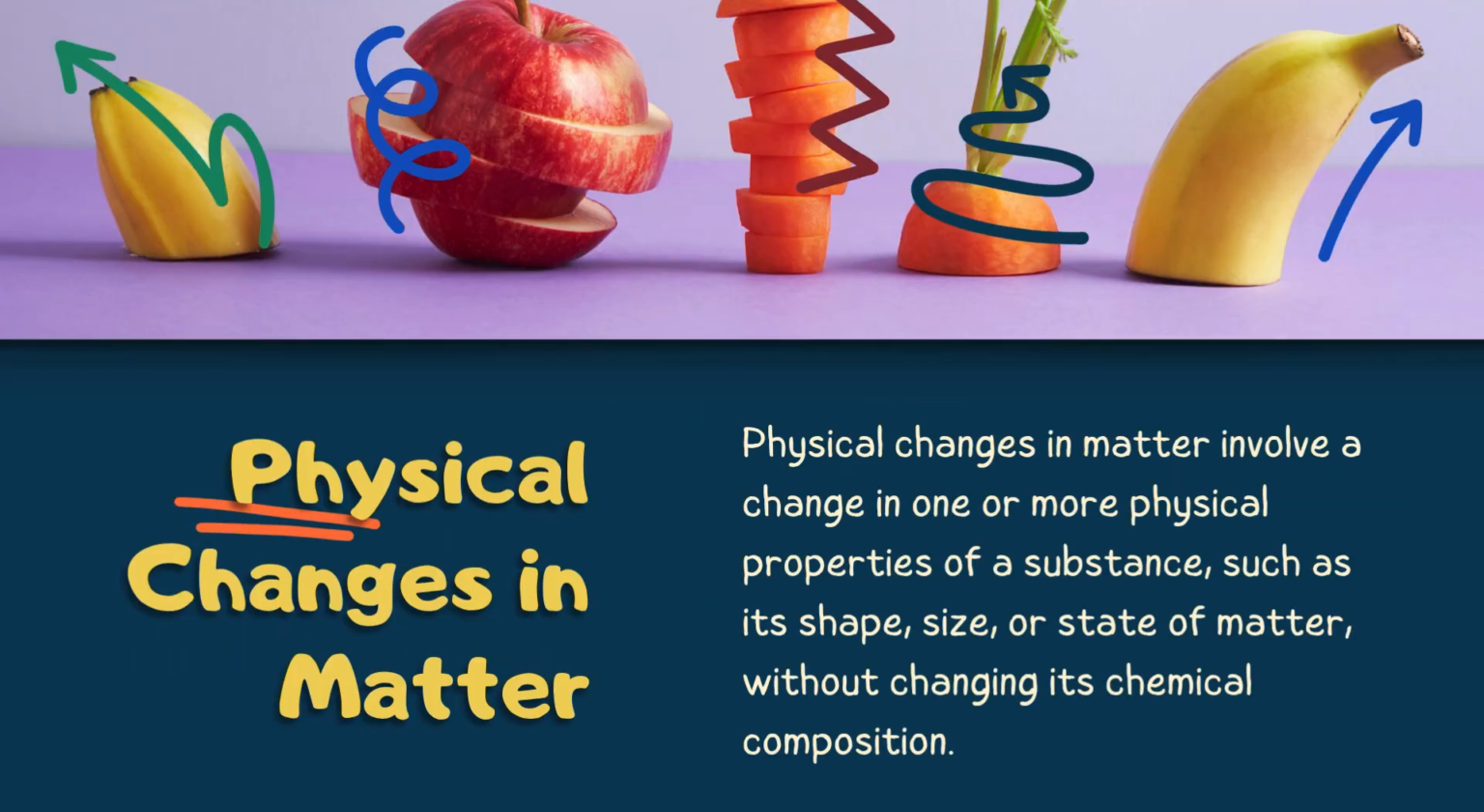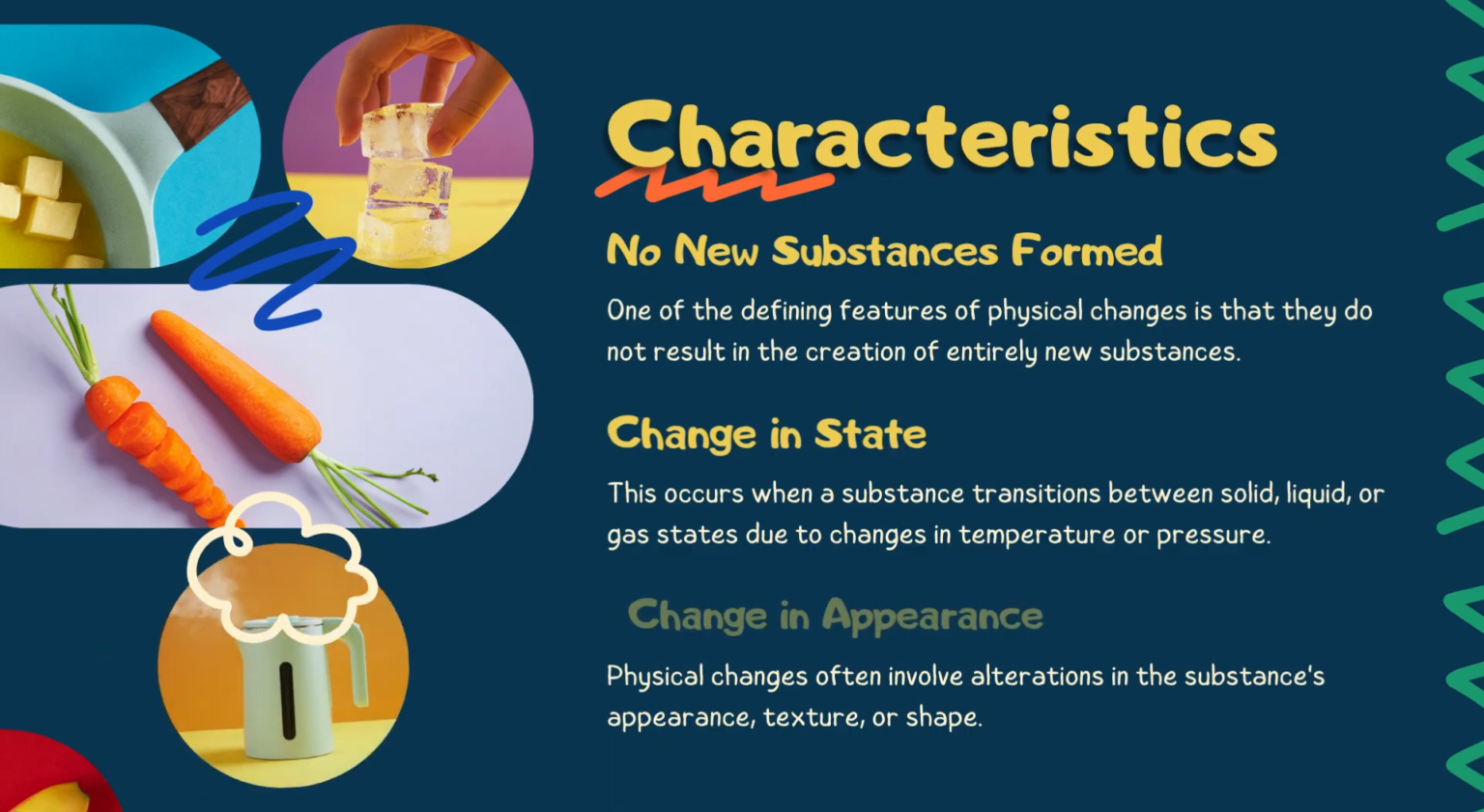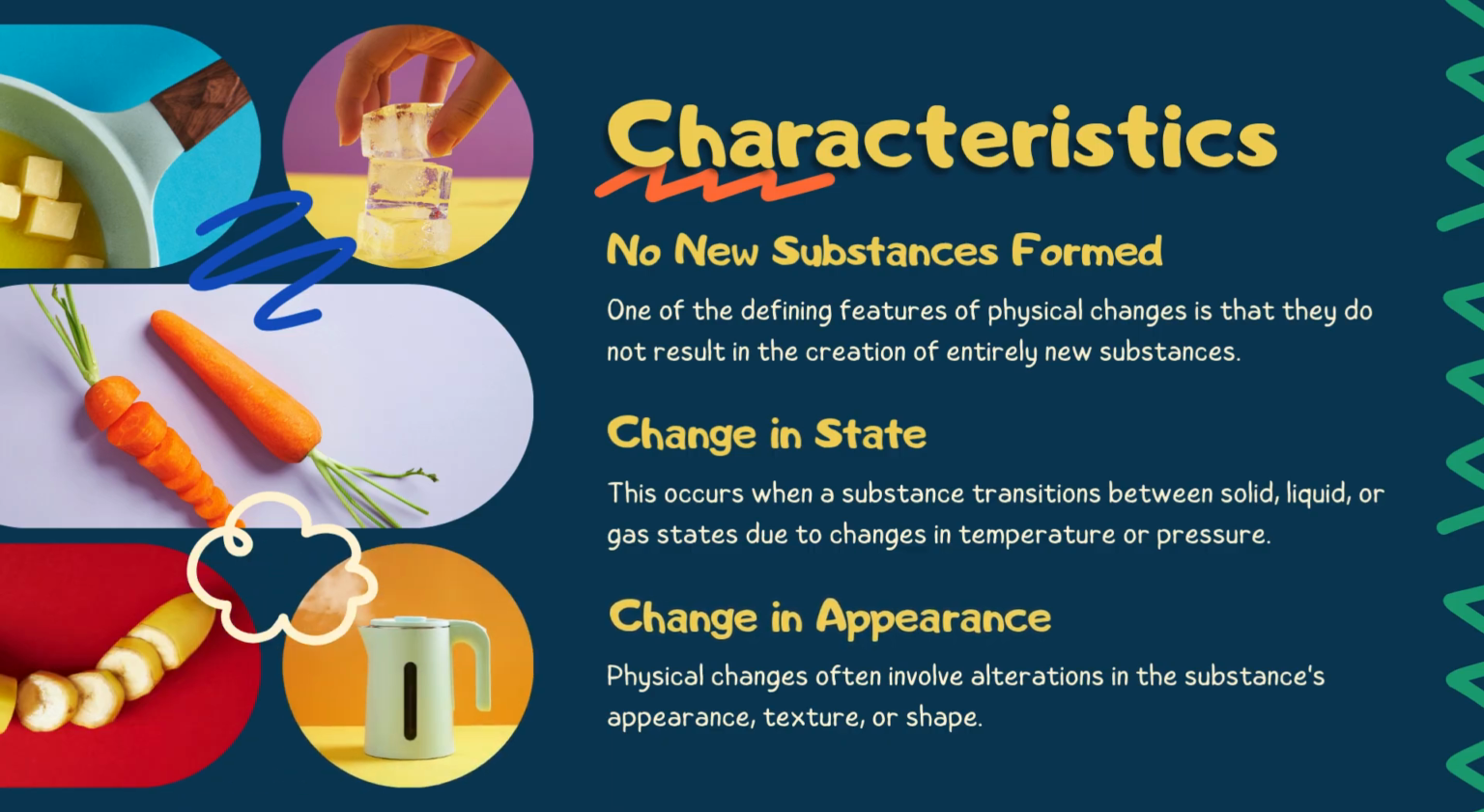These involve altering the physical properties like shape, size, or state without changing the chemical makeup of the substance. It's still the same substance, just in a different form. A key feature of physical change is that no new substance is formed. The change might look dramatic, but chemically nothing new has been created.